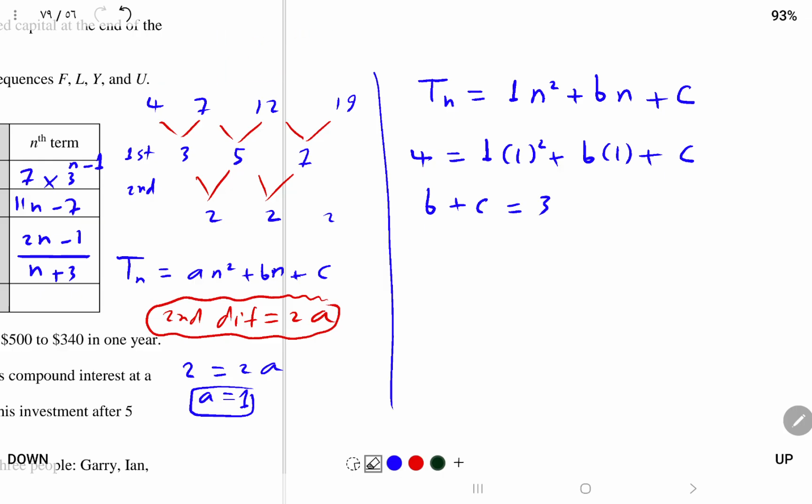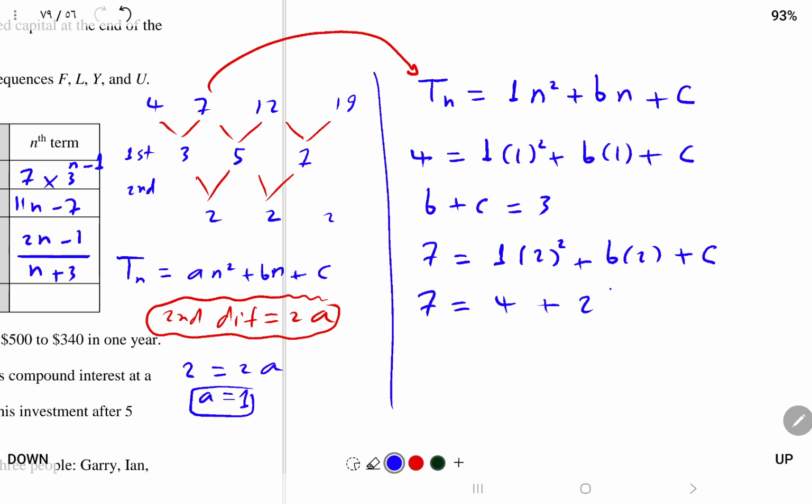And then let's take the second term and replace it. 7 here. So now we get a new equation. 7 is equal to 1 times 2 squared, because this is the second term, plus b times 2 plus c. Now let's reduce this equation, simplify it. 7 is equal to 4 plus 2b plus c. Now we can write it 2b plus c is equal to 3. Now let's solve these two equations simultaneously and see what we get.